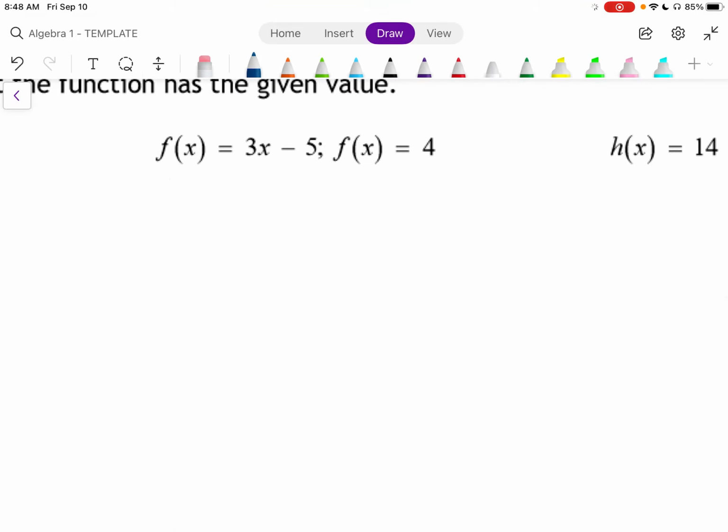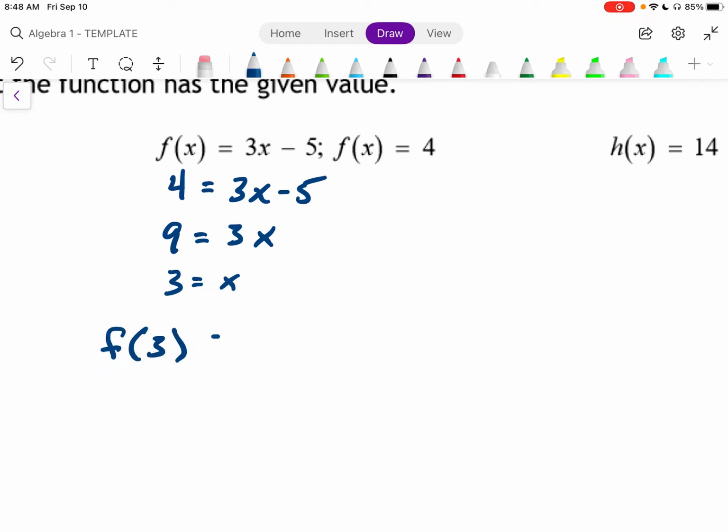Next up, I'm going to plug in a 4 for f of x. So 4 equals 3x minus 5. Adding 5 over, I get 9 equals 3x. Dividing by 3, I get 3 equals x. So f of 3 equals 4.